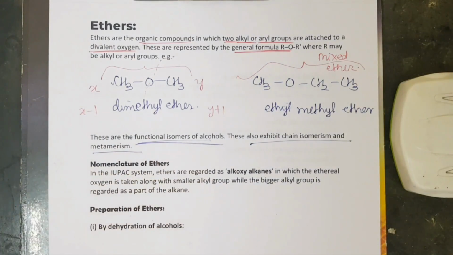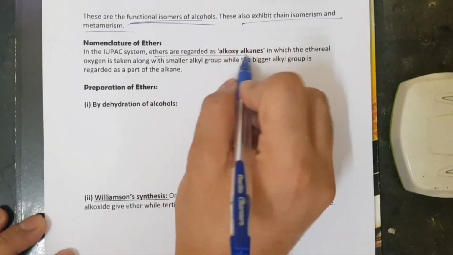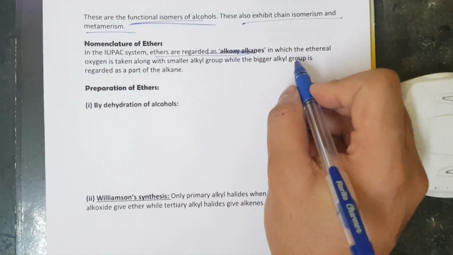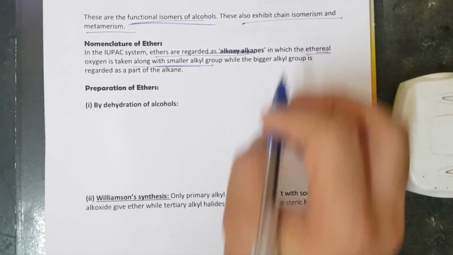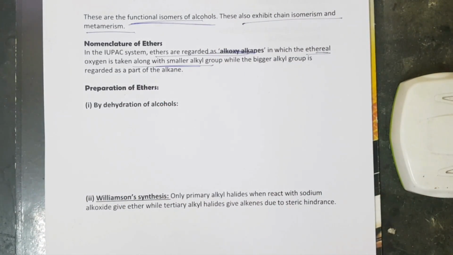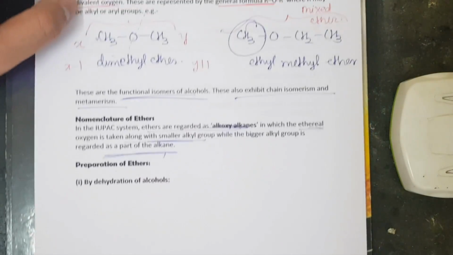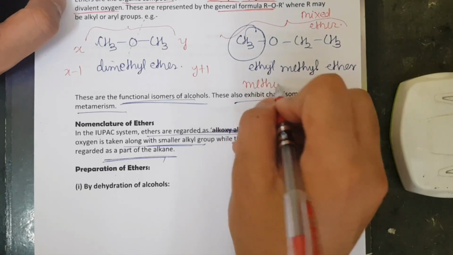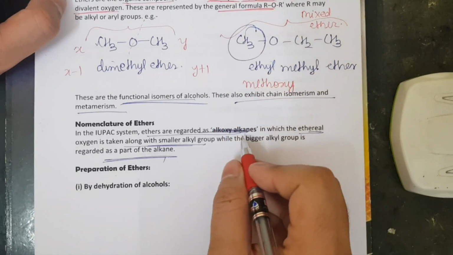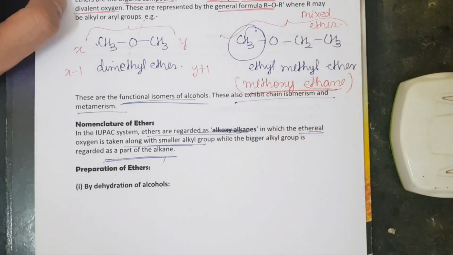Now nomenclature of ethers, how nomenclature is done. In the IUPAC system, ethers are regarded as alkoxy alkanes in which the ethereal oxygen is taken along with the smaller alkyl group. Smaller alkyl group implies methyl in this particular case. And the bigger alkyl group is regarded as a part of the alkane. So how will I name it in this example? Try to see. The smaller group is known as alkoxy, so basically methoxy. The bigger one we call the alkane, so methoxy ethane will be its name. So that is how ethers are basically named.